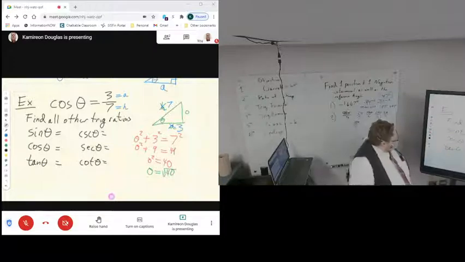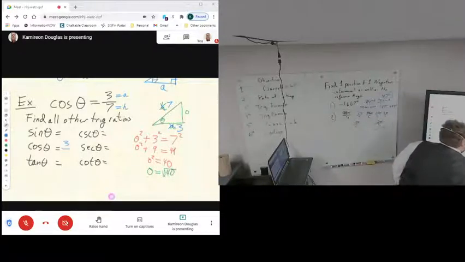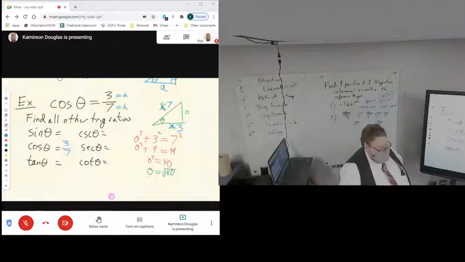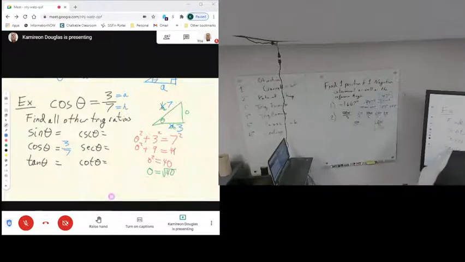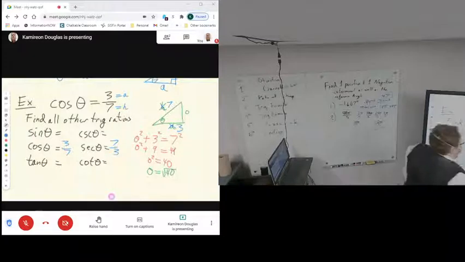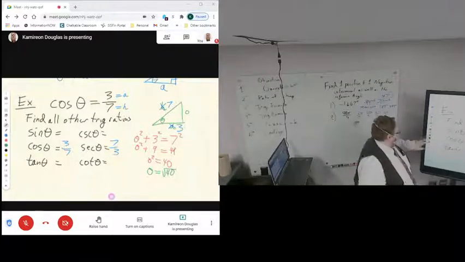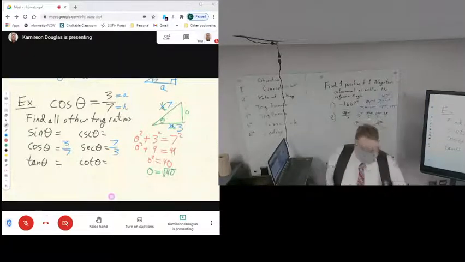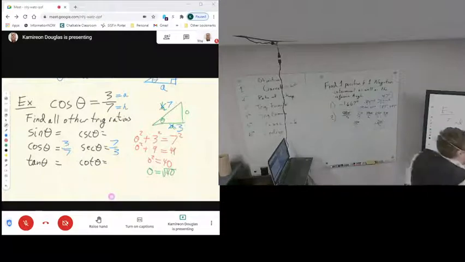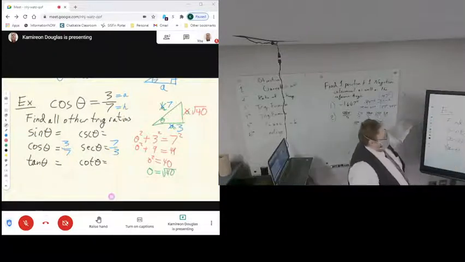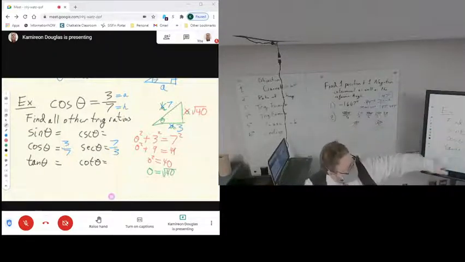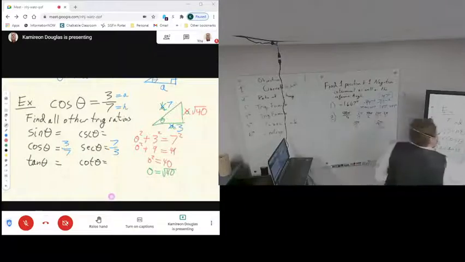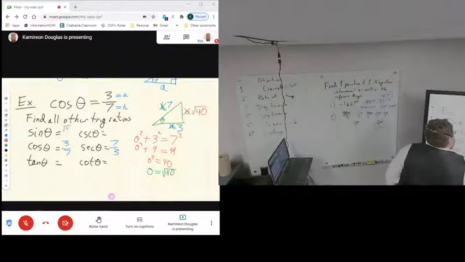Let's do it. All right. The one I started with was cosine, which was 3 over 7. The one I'm guaranteed from the beginning is secant, 7 over 3. Those are so far so good. Now let's fill in the rest. Sine, according to my picture, is supposed to be opposite over hypotenuse. So in my picture, opposite is square root of 40. Hypotenuse is 7. So sine is square root of 40 over 7.